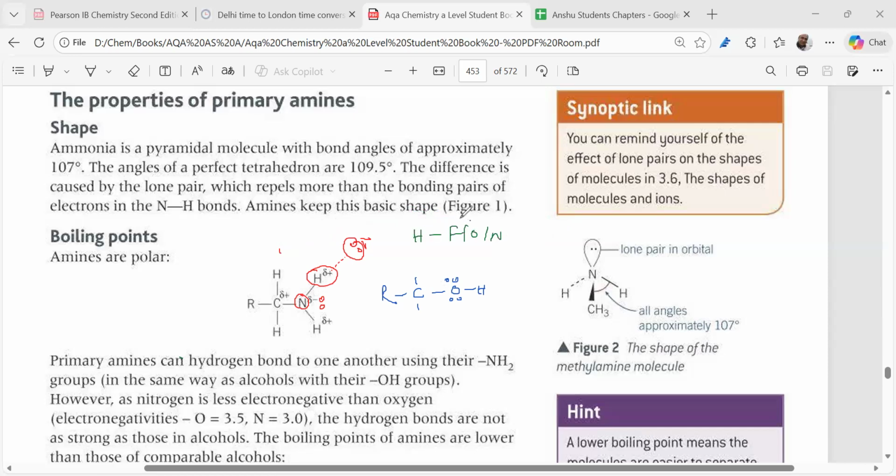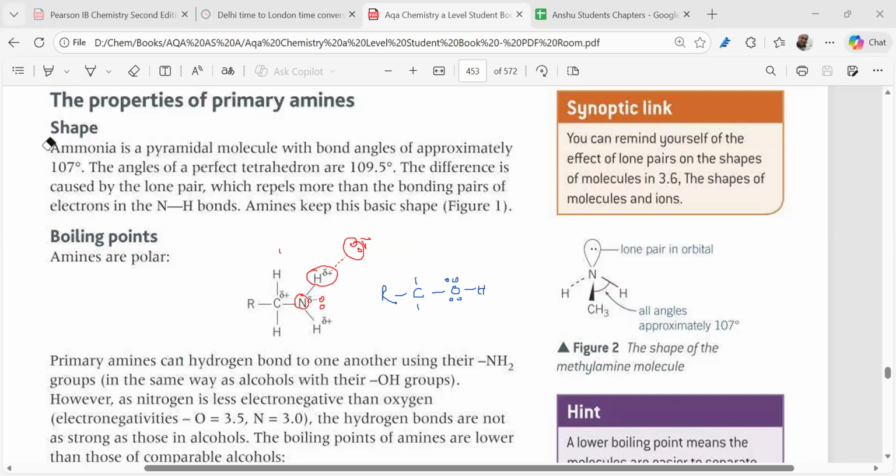Fluorine or oxygen or nitrogen, right? It will be having what? It will be having hydrogen bonding, right? Isn't it? That's what we learned, right? It will be having the strongest attraction forces, called hydrogen bonding. Now, we discussed that for hydrogen bonding.